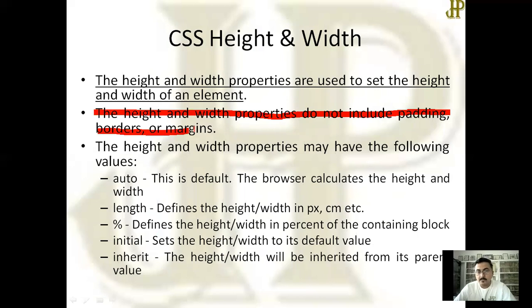Okay, clear? And the same thing is given. The value can be given as auto or any length based on px, centimeter, percentage, initial. What is initial? Whatever the default value of a particular text or content or element. And next one is inherit. Inherit means they occupy the properties of the parent class. Okay.